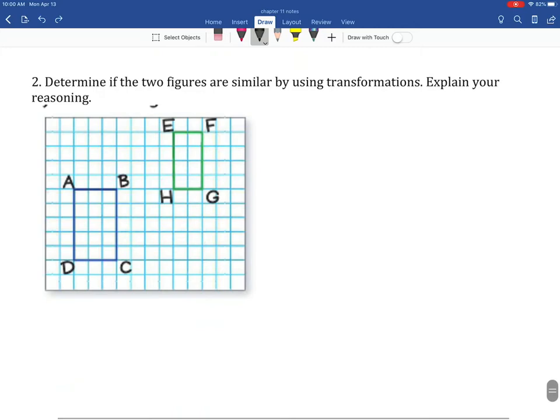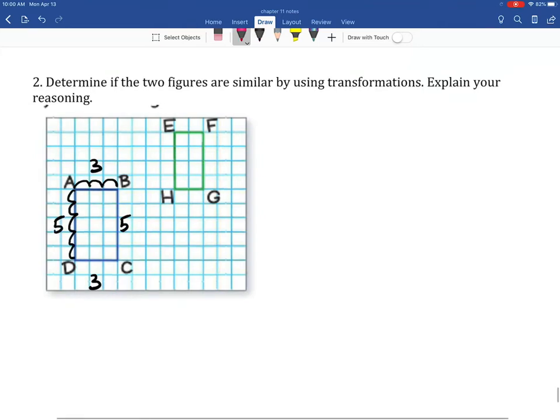So let's count and make sure that these things are actually similar. 1, 2, 3. I see it's a rectangle, so this is also going to be 3. 1, 2, 3, 4, 5. So this is 5. Come over here. I have 2 and 2. 1, 2, 3, 4. Okay, well, is there something I can multiply 3 by to get 2 and 5 by to get 4? Well, it's not going to be the same, we're going to need different numbers. So therefore, it's not similar. I can say no.